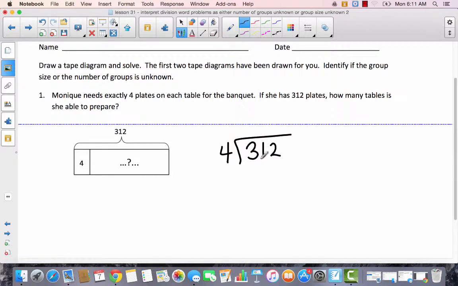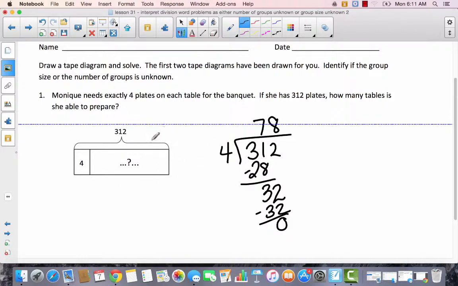And I know 8 times 4 is 32, so that's too much. So I'm going to go back to 7. 7 times 4 is 28, and 31 minus 28 is 3. So now I've got 3 tens. I add that to my 2 ones. 32 divided by 4 is exactly 8, and 8 times 4 is 32, and that gives me a remainder of 0. So if I were going to draw boxes, which I'm not, I would draw 78 of them.